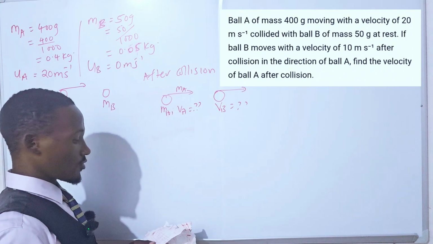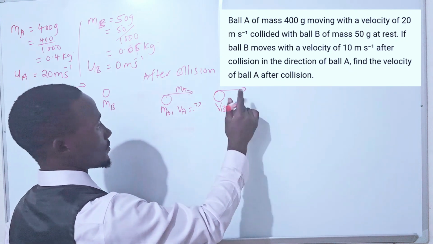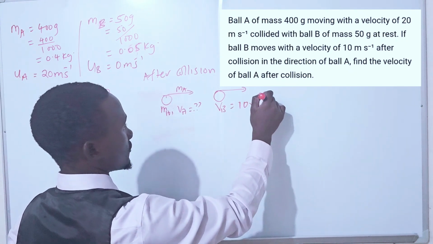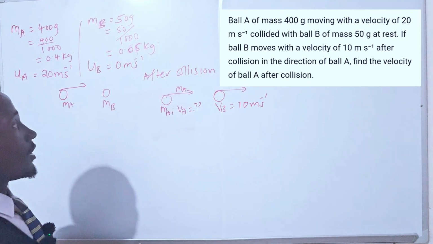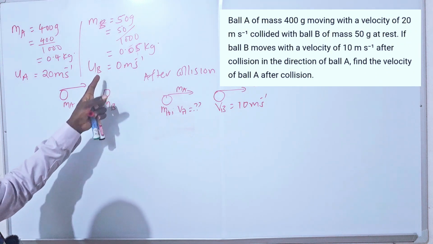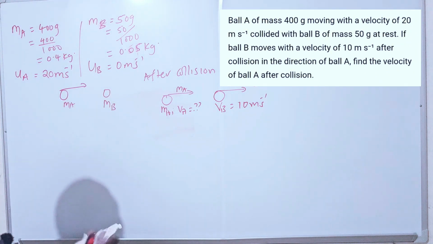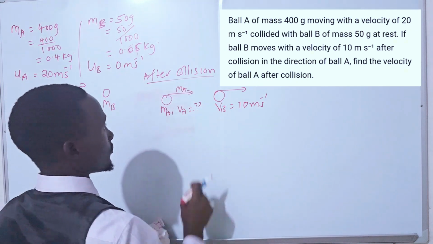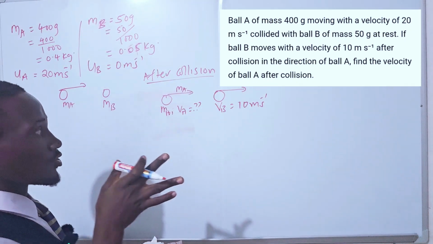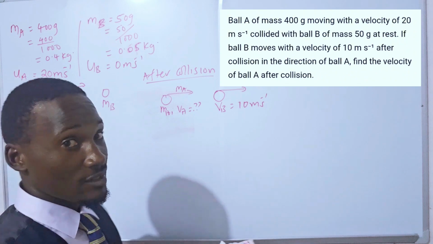If ball B moves with a velocity of 10 meters per second. So this is my sketch from the question. They gave you the masses. I converted them into kilograms. I do a simple sketch after collision. They are moving in the same direction because they are telling you that B moves in the direction of A, which is the same direction.